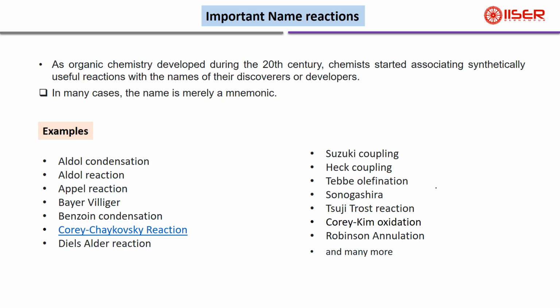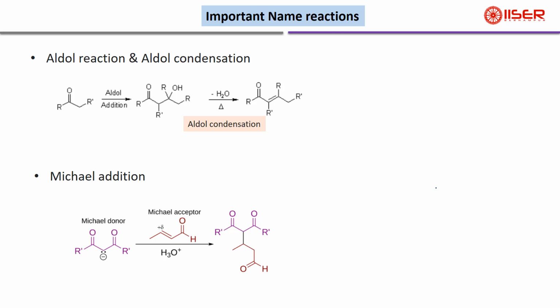So there are different types of name reactions. We will discuss one by one. I just mentioned some of them. There are many more. I will try to cover almost all the important name reactions. So let's start. First one is aldol reaction or aldol condensation. This is very easy. We have already studied it in our plus 2.